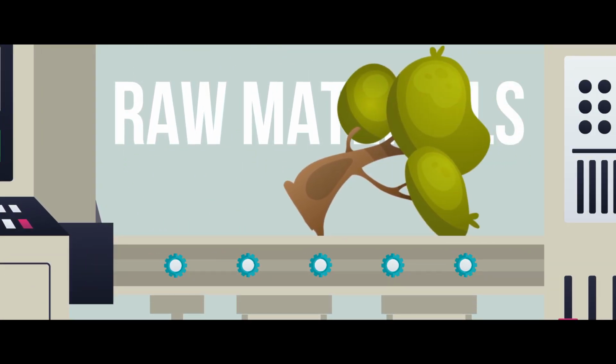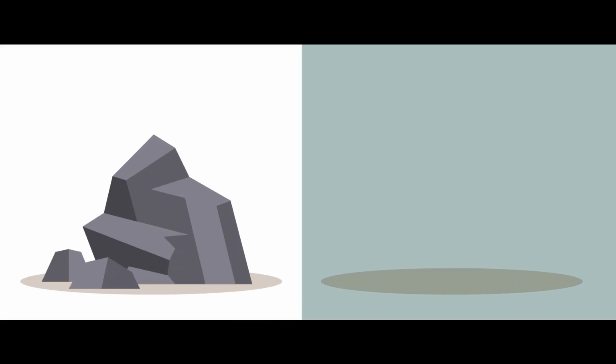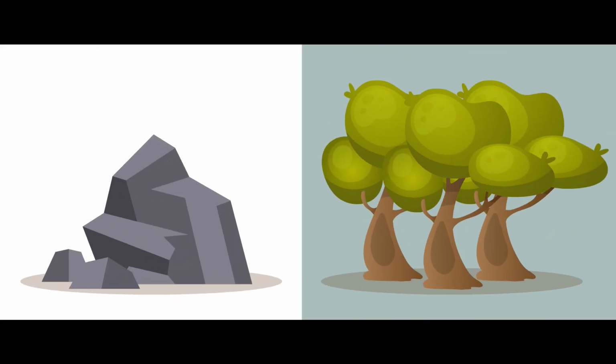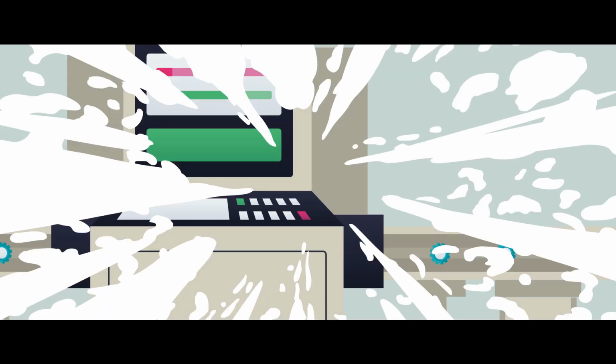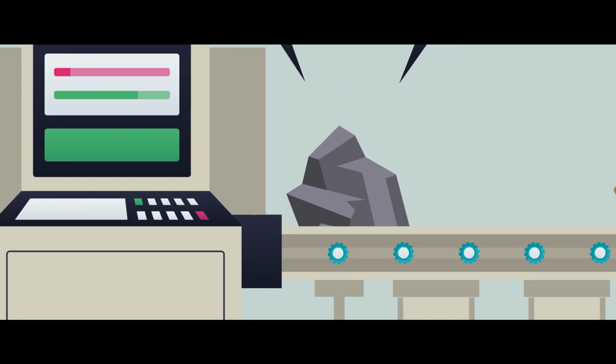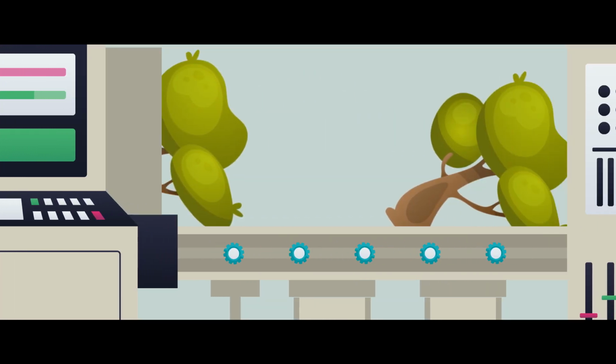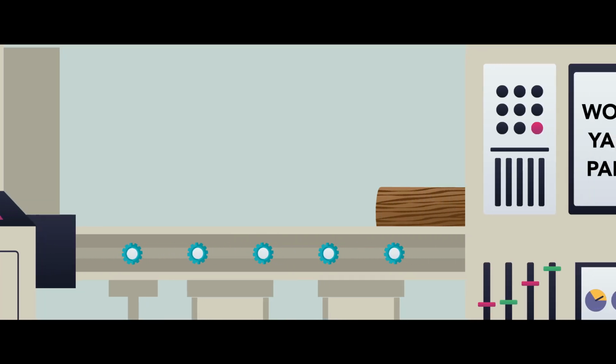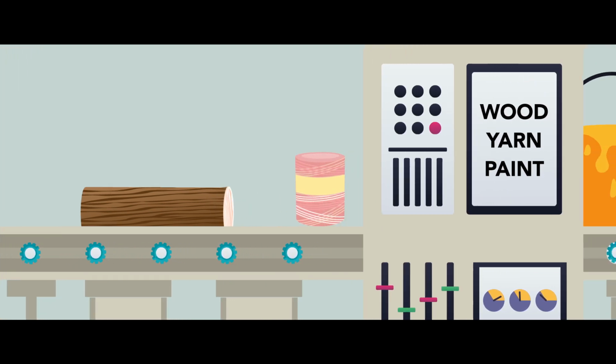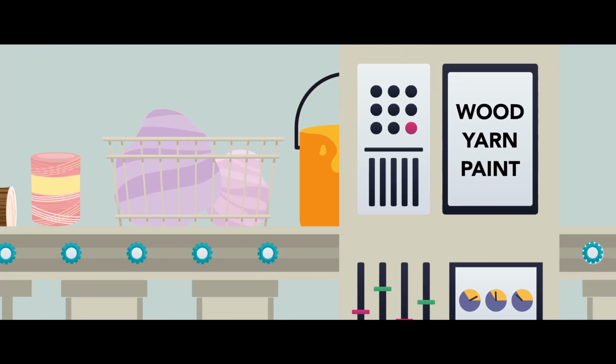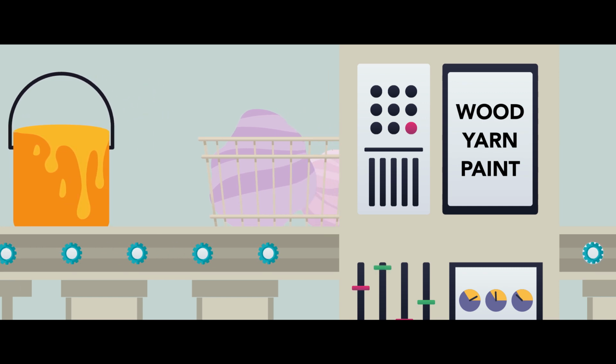Raw materials like rocks and trees can be thought of as your raw data. These raw materials get taken from the wild and fed into this magic machine, which can be thought of as your feature store. Santa's new machine transforms the raw materials and spits out processed materials like wood, yarn, and paint, which you can view as a feature.